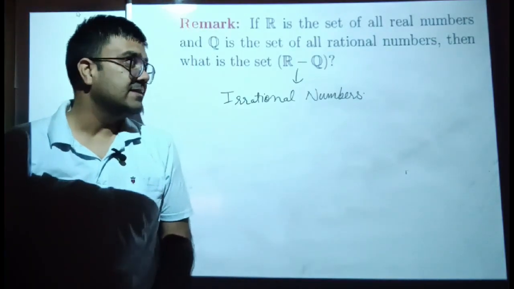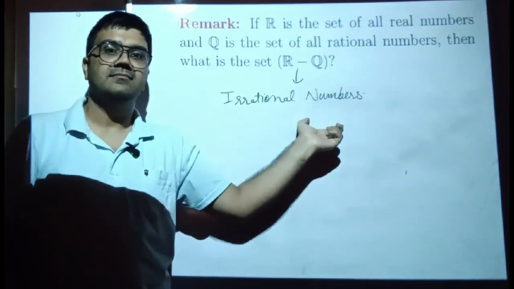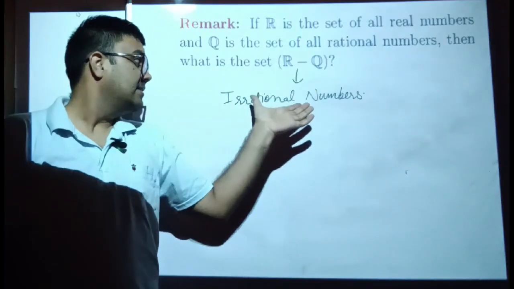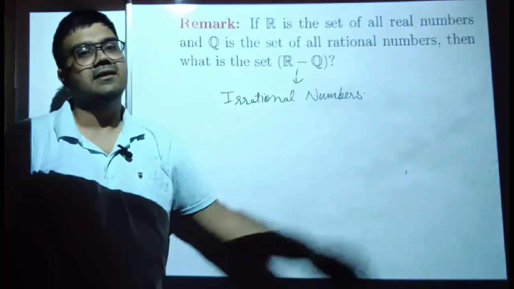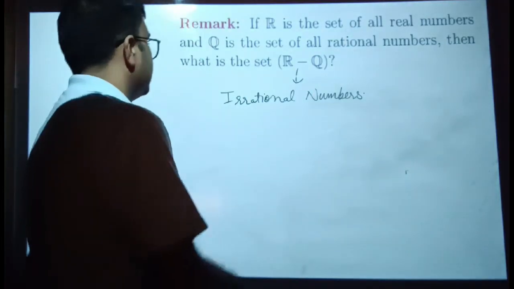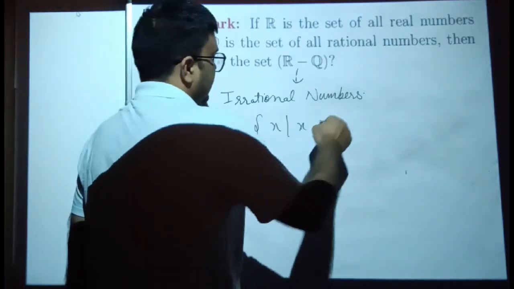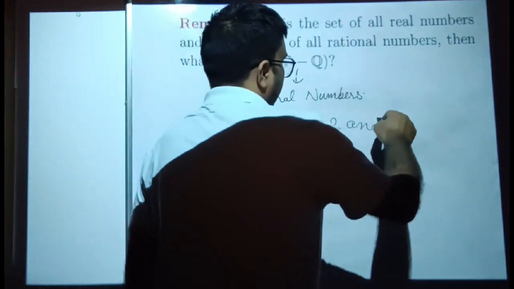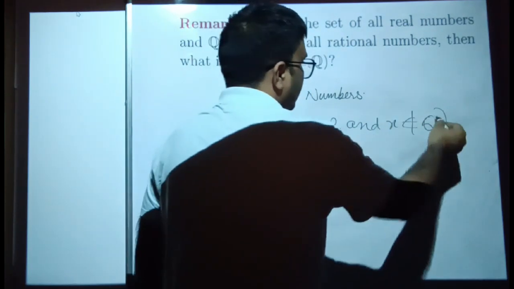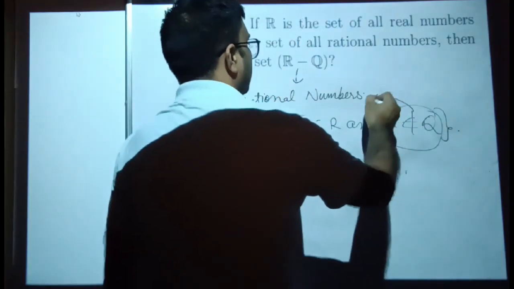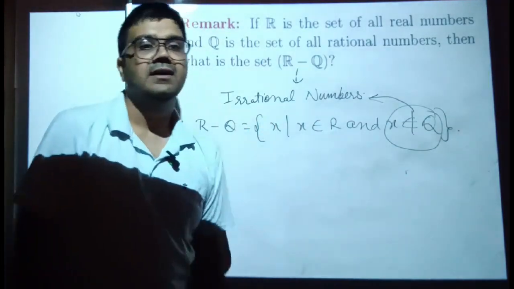Sometimes we say it like this, that the real numbers which are not rational are irrational. This justifies it. What are irrational numbers? They are real numbers which are not rational numbers. So when we are defining R minus Q, we are talking about x such that x is a real number and x is not a rational number. A real number which is not a rational number is an irrational number. So R minus Q represents the set of irrational numbers.